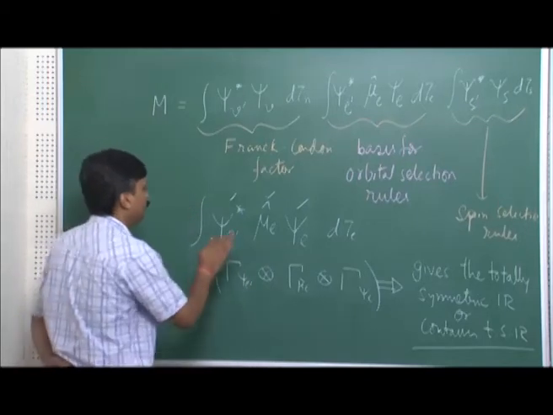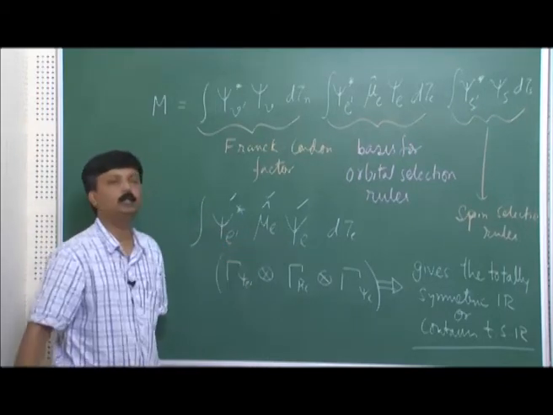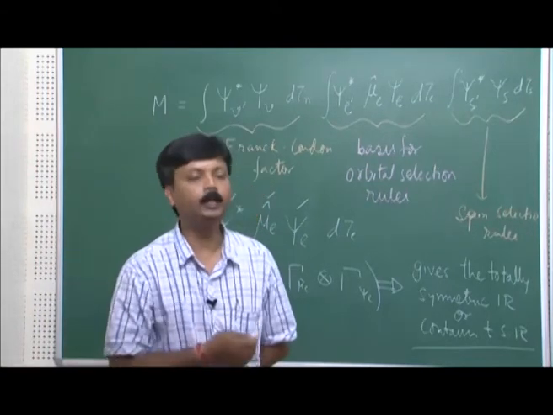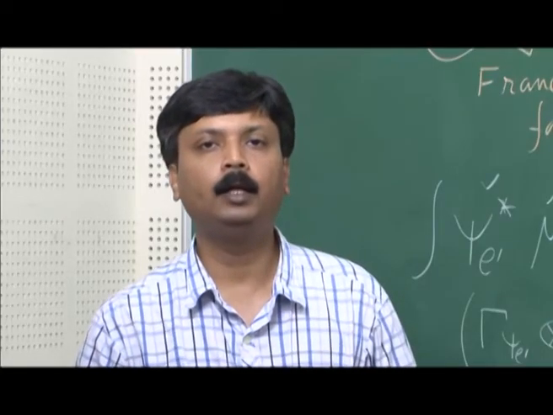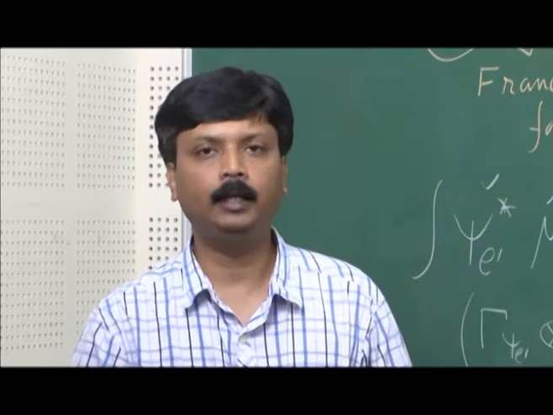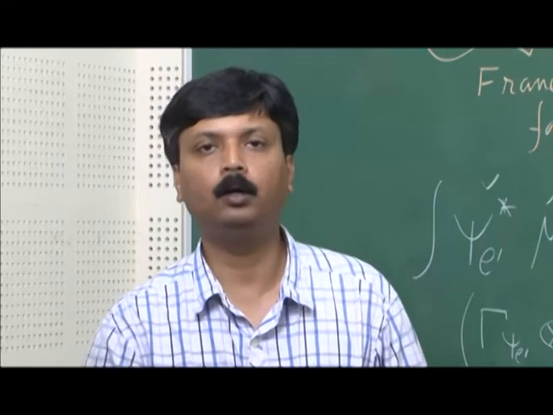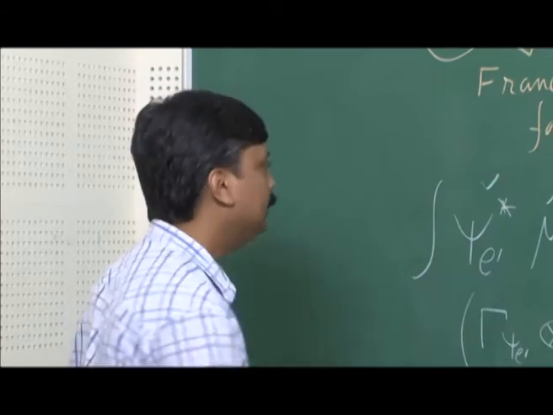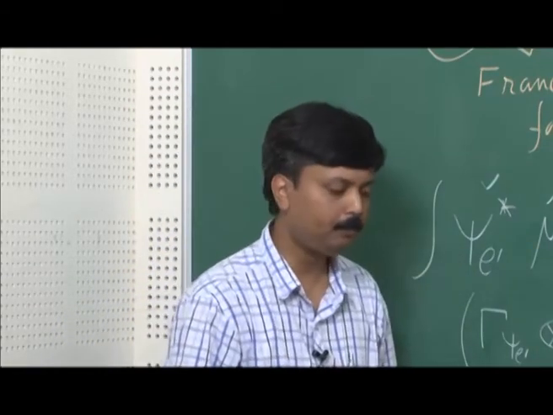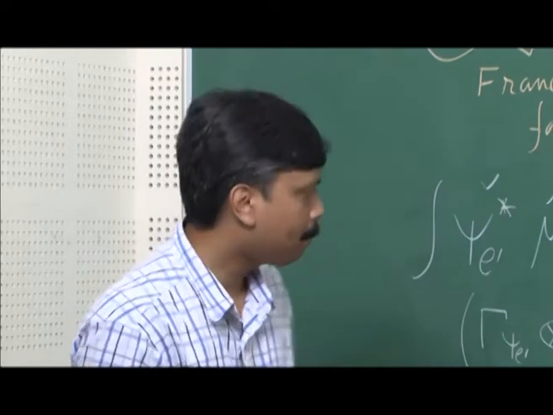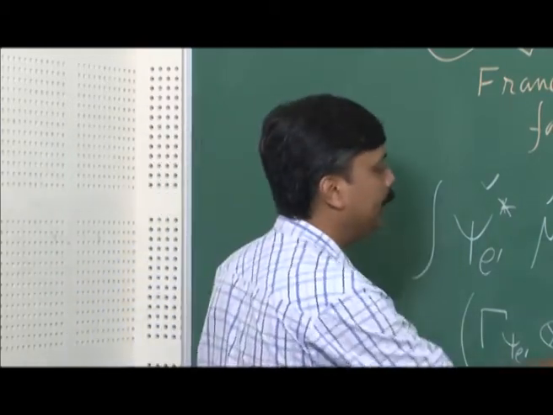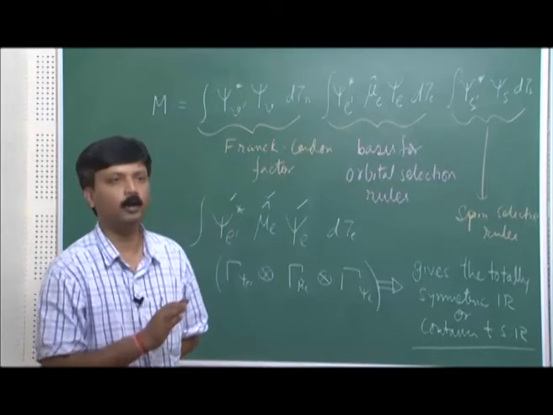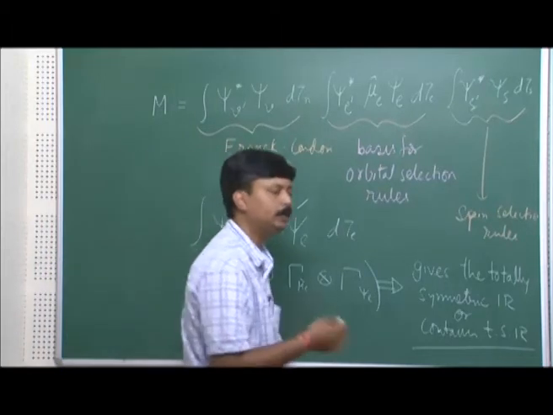So, therefore, an electronic transition from a totally symmetric ground state will be allowed only when the excited state has either x or y or z, or maybe x, y or x, y, z all as its basis. All right. Otherwise, in general, one has to look at the triple direct product of these functions and see whether the transition is allowed or not.